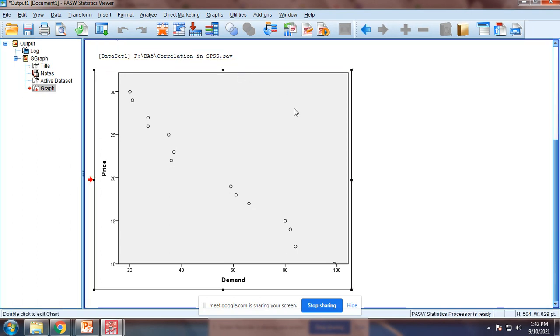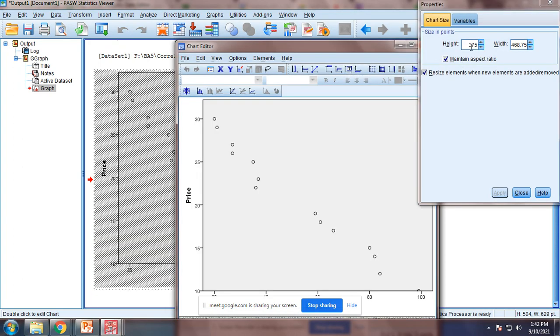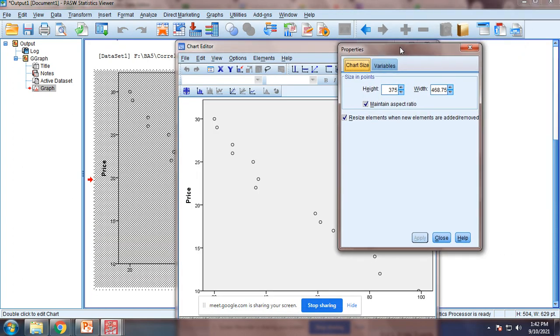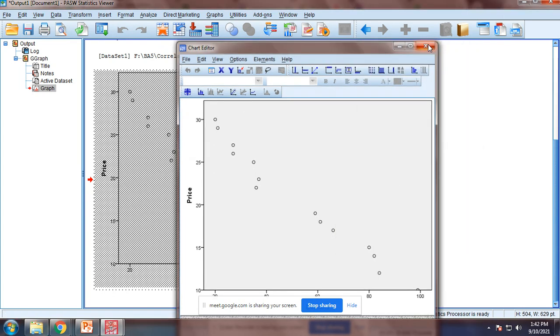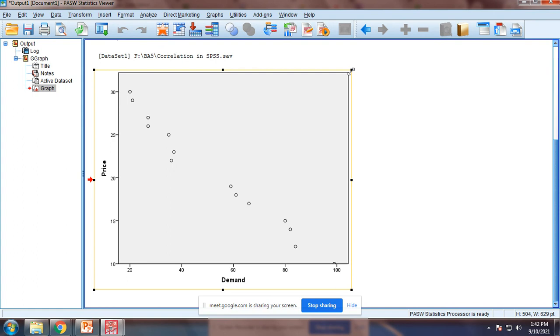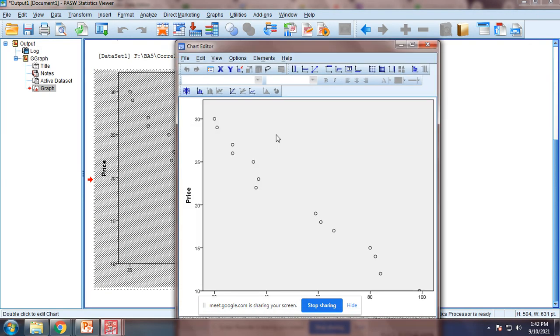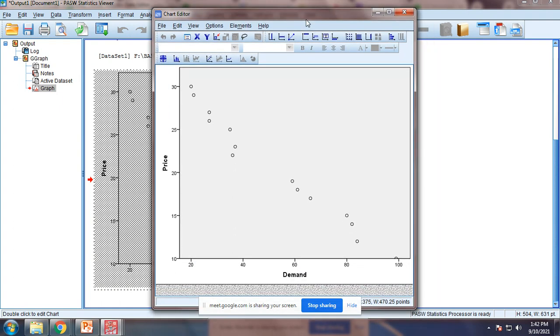Double click that chart. You can also increase its size. After you get your chart, double click on it in your output window, and you will get a chart editor.